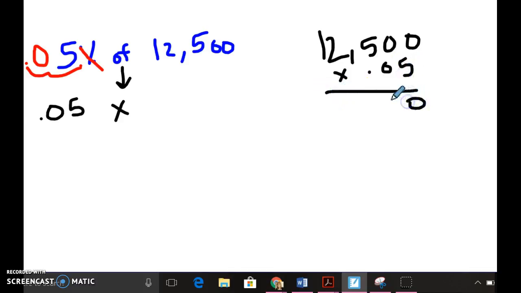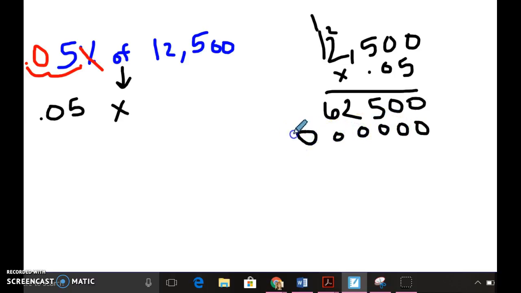Five times 0, 5 times 0, 5 times 5. Carry the 2, 5 times 2 is 10, plus 2 is 12. Carry the 1 is 6. And I'm adding a 0 here, then 0 times 0, 0 times 0, 0 times 5, 0 times 2, 0 times 1. All makes that 0. And then I add it.